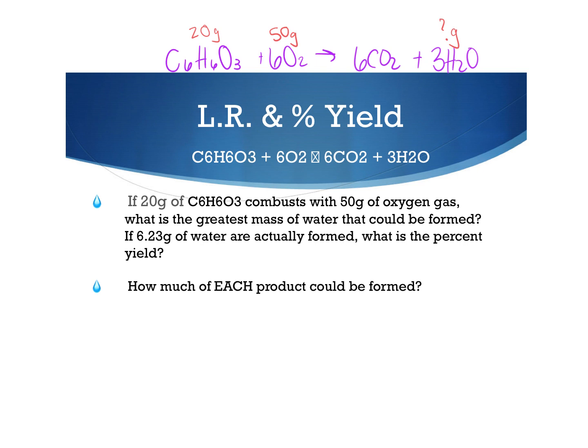After that, it says if 6.23 grams of water are actually formed, what is the percent yield? So that means that this 6.23 is what? It's the actual yield, not the theoretical, it's the actual. Do we need that right at the beginning? No, so just set that aside for right now. We're not messing with that yet.